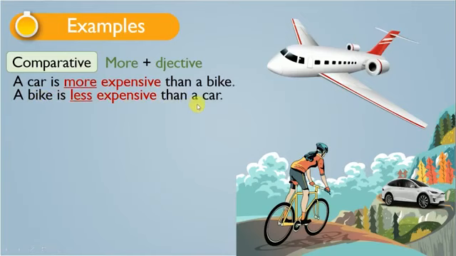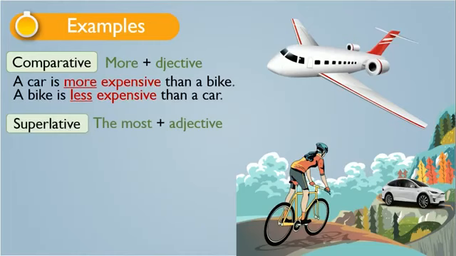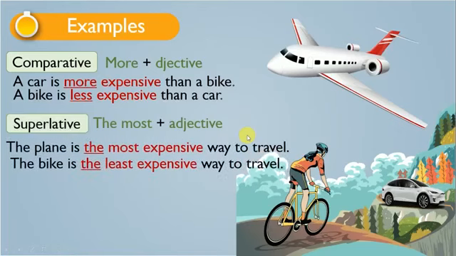For the superlative, as we said, we have the most and then we have the adjective. We have examples also here. We can say the plane is the most expensive way to travel, and the bike is the least expensive way to travel. We have exceptions here.